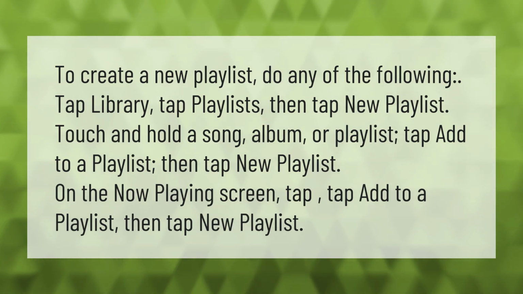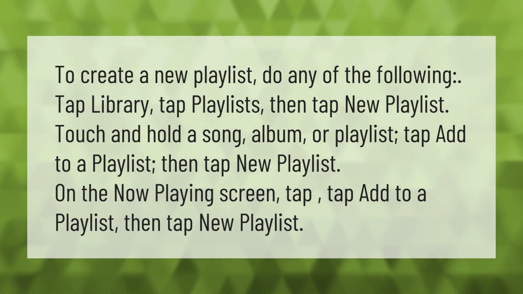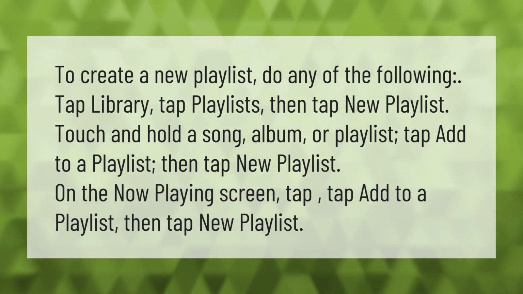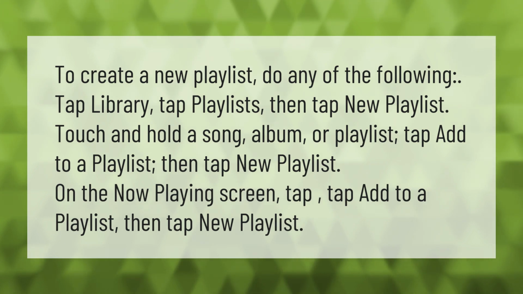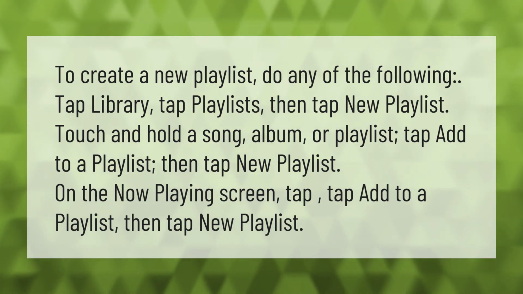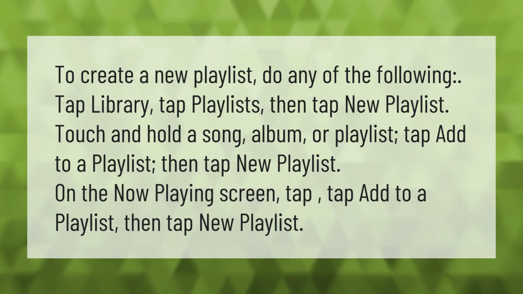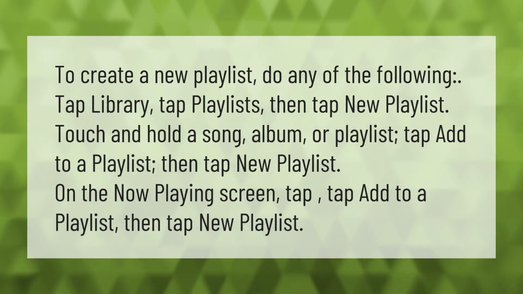To create a new playlist, do any of the following. Tap Library, tap Playlists, then tap New Playlist. Touch and hold a song, album, or playlist, tap Add to a playlist, then tap New Playlist. On the now playing screen, tap Add to a playlist, then tap New Playlist.